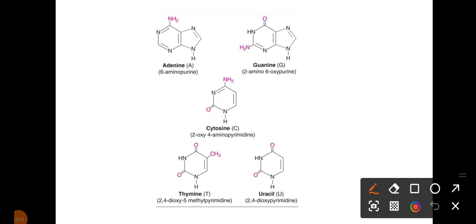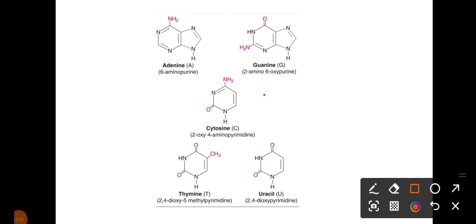This basic moiety is from the purine, because these two, adenine and guanine, are the purine bases. So the basic moiety is purine. Similarly, guanine is 2-amino-6-oxypurine. The numbering starts from the first NH, then the second one is the amino, then the third nitrogen, fourth, fifth, and sixth is the oxygen. So 2-amino-6-oxypurine is nothing but guanine.